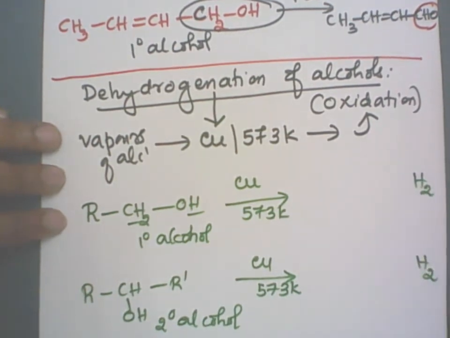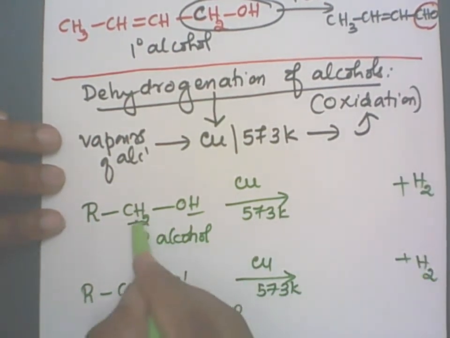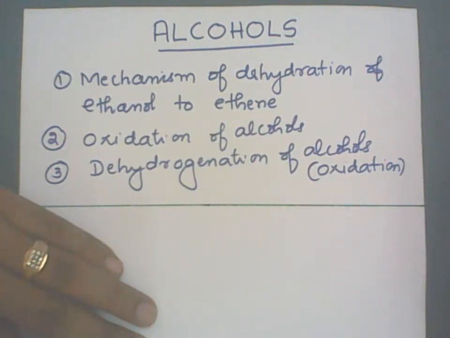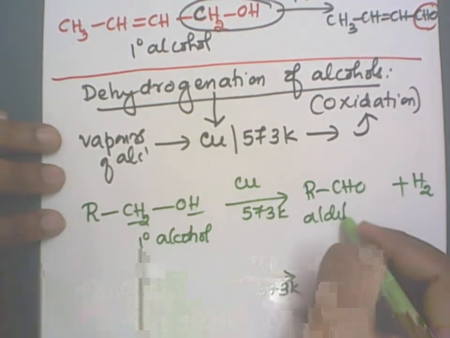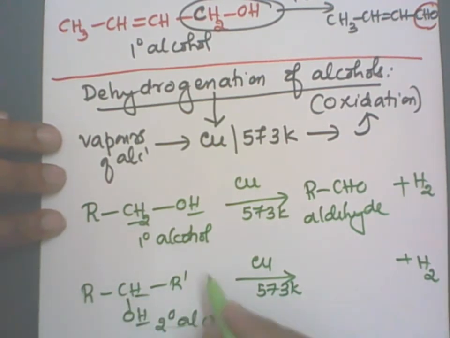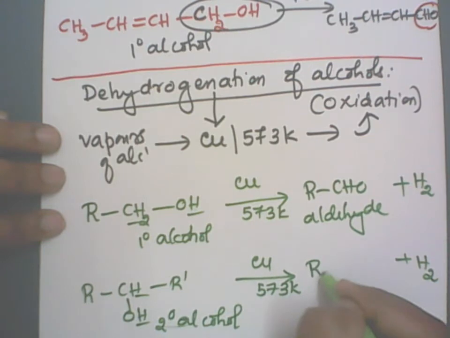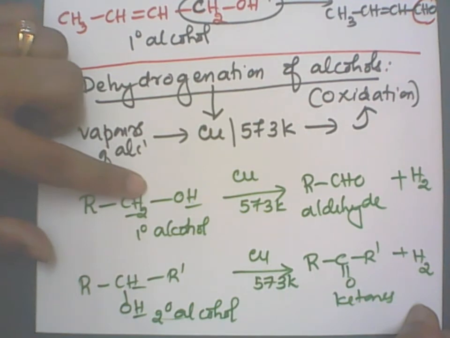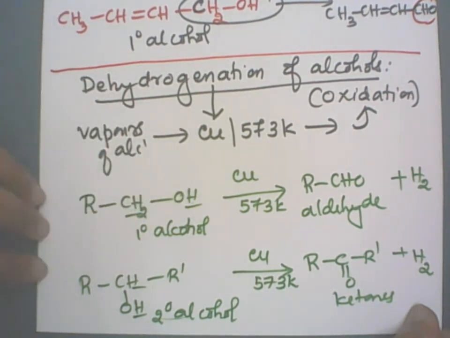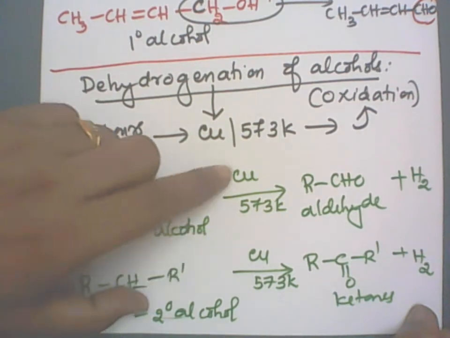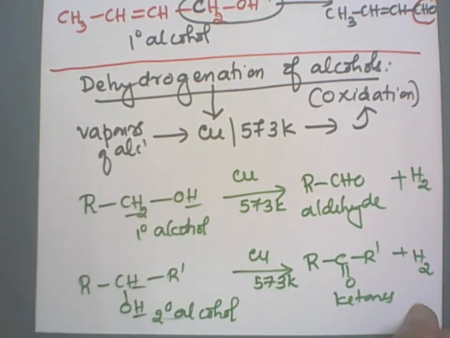We can separate out the H2. Dehydrogenation, removal of hydrogen. Like the previous case, we get RCHO. We'll end up with the aldehyde, or we'll end up with the ketone. Secondary alcohol becomes ketone. So R C double bond O R dash. This will be ketone. Okay. Reactions are similar to those of the previous one under oxidation reactions. Here also it is oxidation because we are removing hydrogen atoms, but we require a dehydrogenating agent here. Copper acts as the dehydrogenating agent.